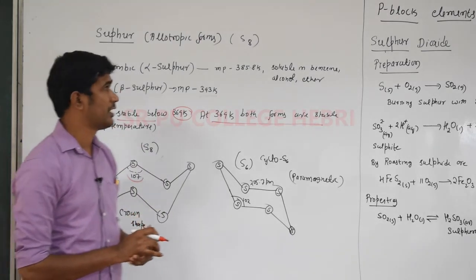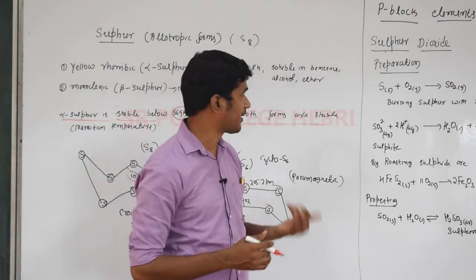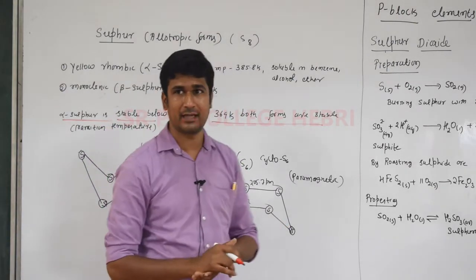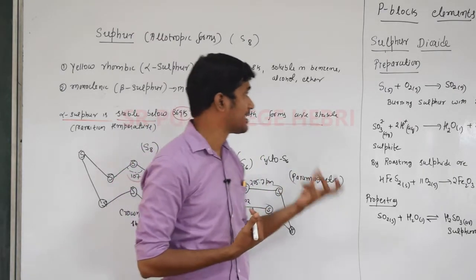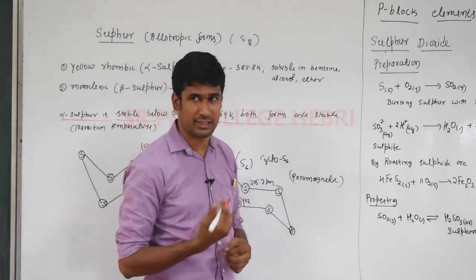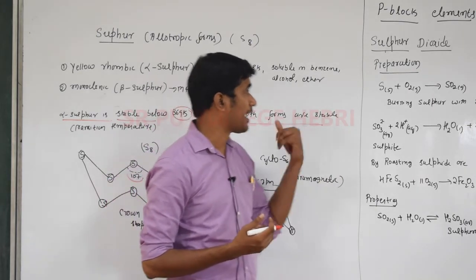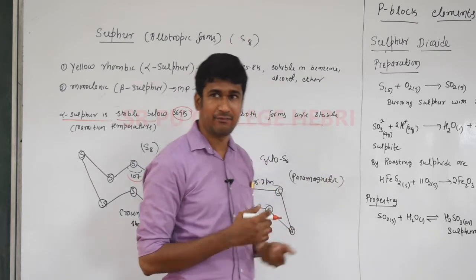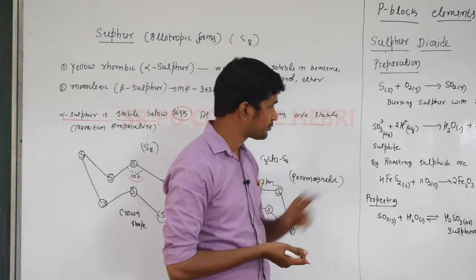Next is about sulfur dioxide, a compound of sulfur. How do you prepare sulfur dioxide? It's very easy. In order to prepare sulfur dioxide, you have to burn sulfur with oxygen, dioxygen. Combustion of sulfur with oxygen gives you SO2 along with traces of sulfur trioxide. Understood? The next one.